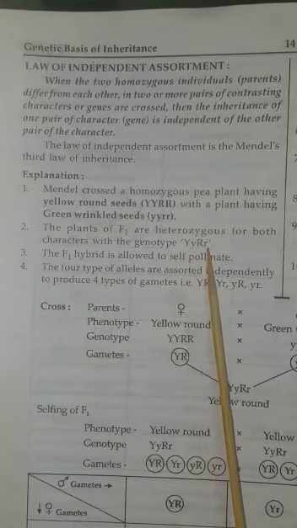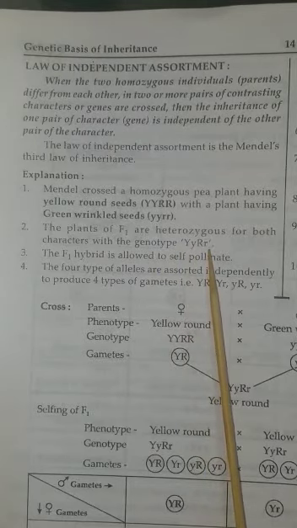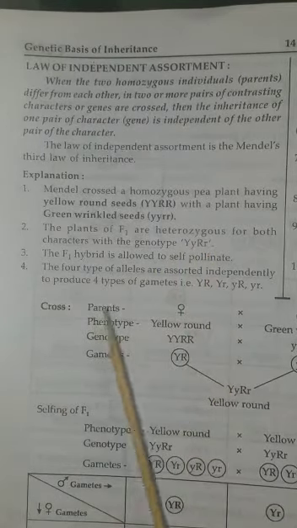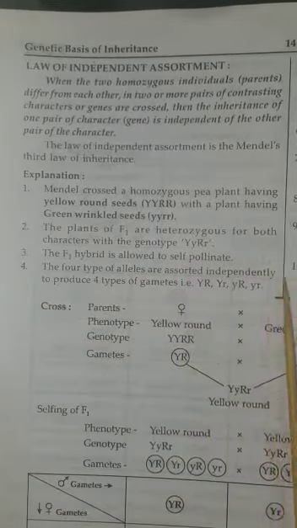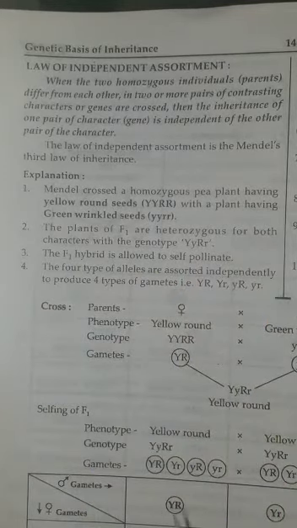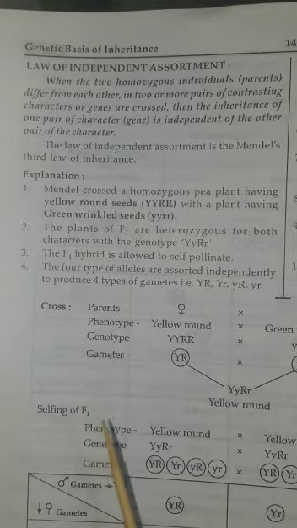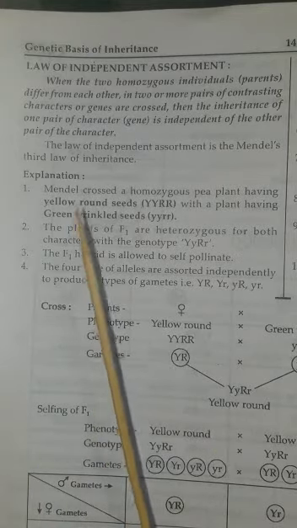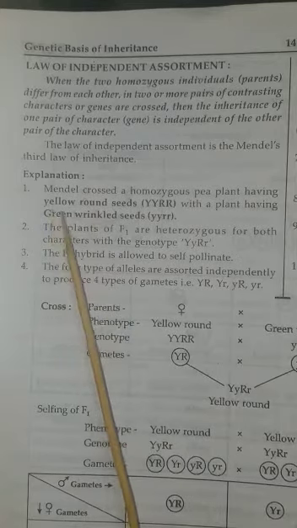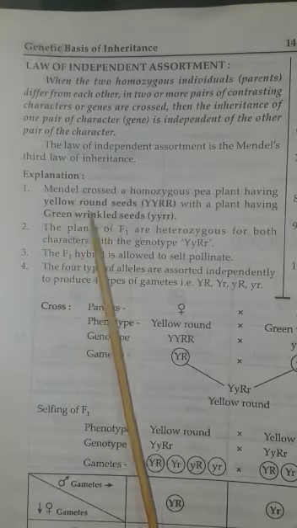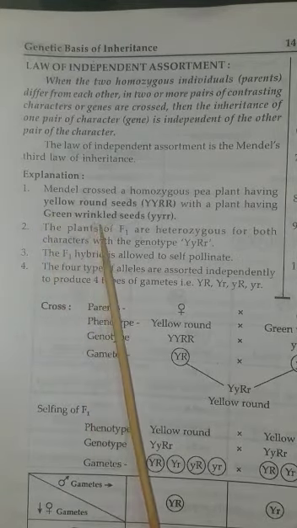That means the yellow and round combination is obtained in the F1 generation, because yellow and round are dominant characters. Dominant characters appeared in the F1 generation, but in the F2 generation each and every character is independent. That is, yellow is independent, round is independent, green is independent, wrinkled is independent.